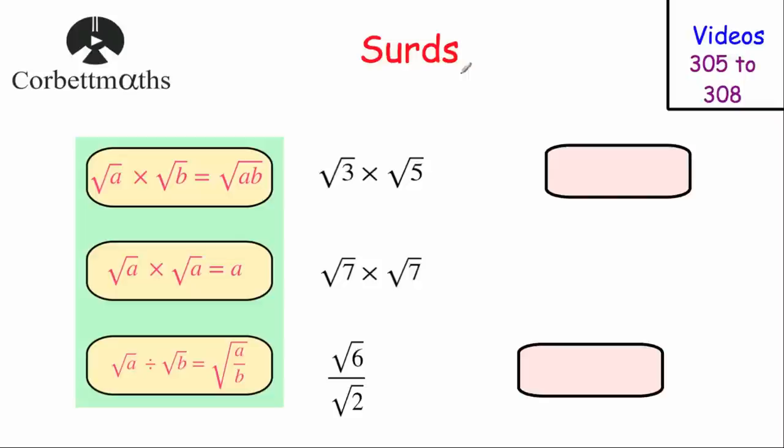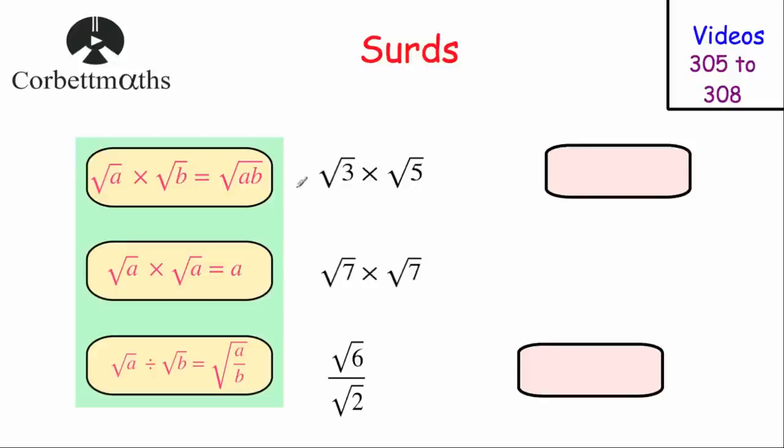And our next topic is surds, and this is video 305 to 308 on Corbett Maths. You may have encountered surds in M7, because in M7 we were asked to write things exactly, and whenever we looked at the Pythagoras question in that video, we left our answer as the square root of, I think it was 83, and so rather than writing it as a decimal number, we left it as a surd, and it's a much tidier way of writing that answer.